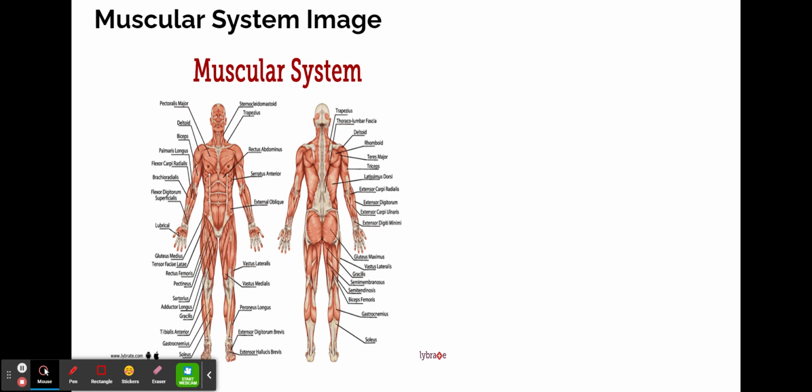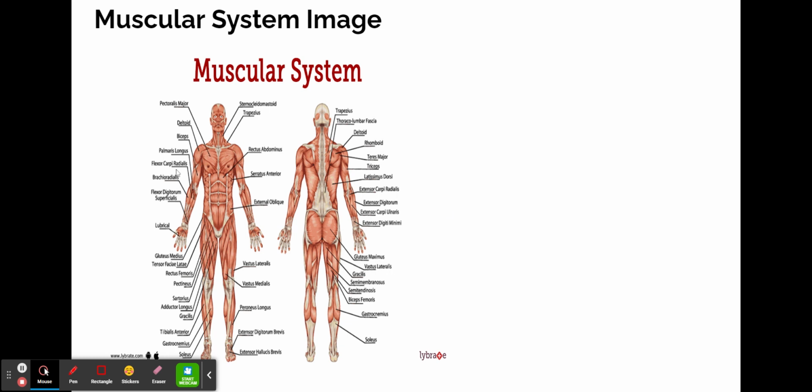Next, we have the muscular system. The muscular system is responsible for movement and plays a critical role in supporting the body, generating heat, and maintaining posture. So, without the muscular system, you wouldn't be able to maintain your posture. You would just be like lying down, unable to do anything. It's composed of muscles, tendons, and associated connective tissues.